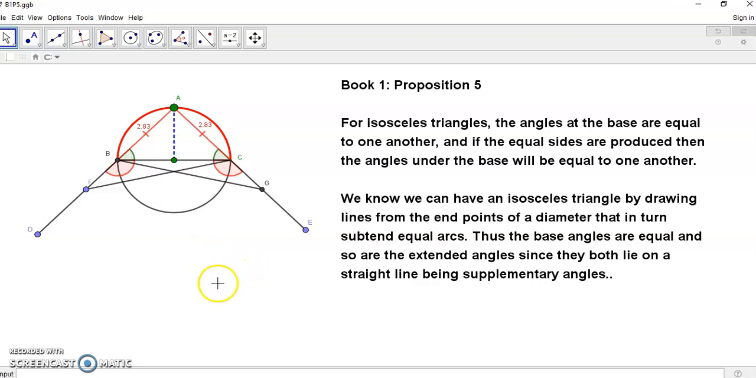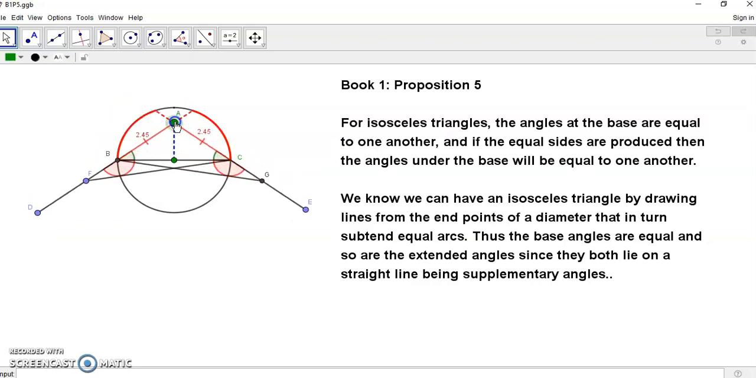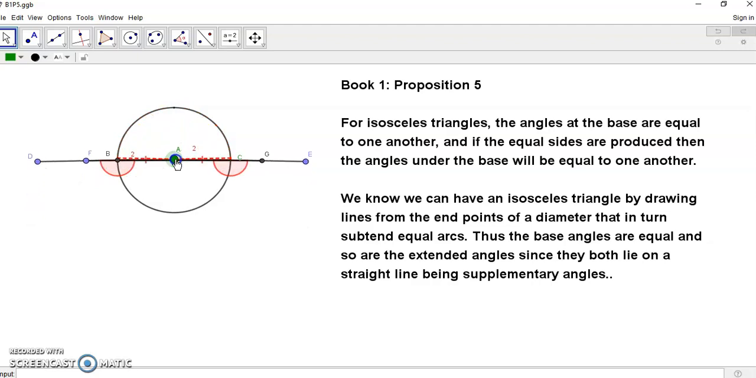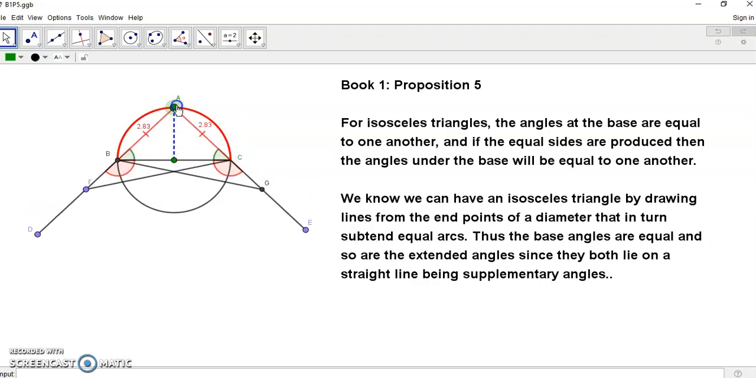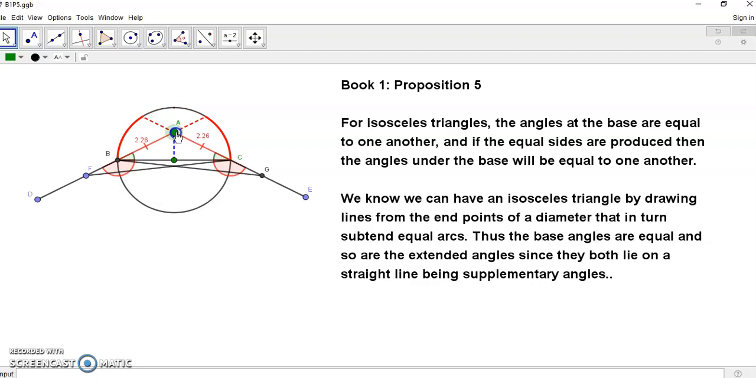So we know that we can have an isosceles triangle by drawing lines from the endpoints of one diameter, B and C, that are subtended on equal arcs. Okay, so here's one arc and here's the other arc. And again, by symmetry of the circle, we know these angles must be equal because they are subtended on the same arcs. Okay, so it doesn't matter how you move this point, all those angles are equal because watch, the arcs are equal by symmetry.